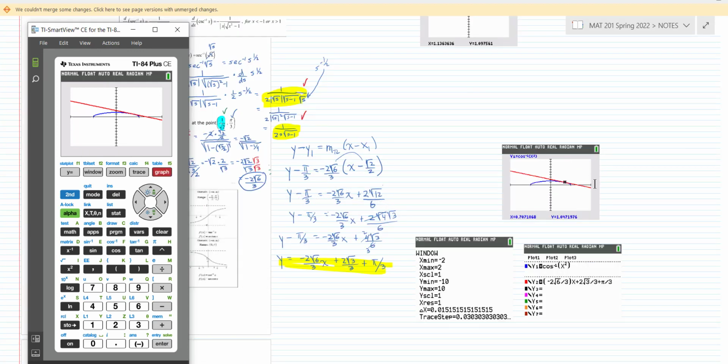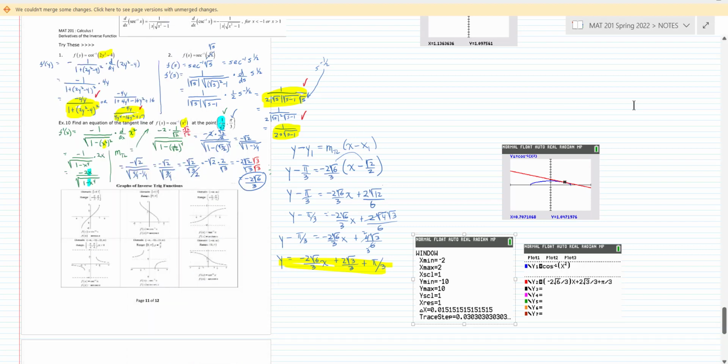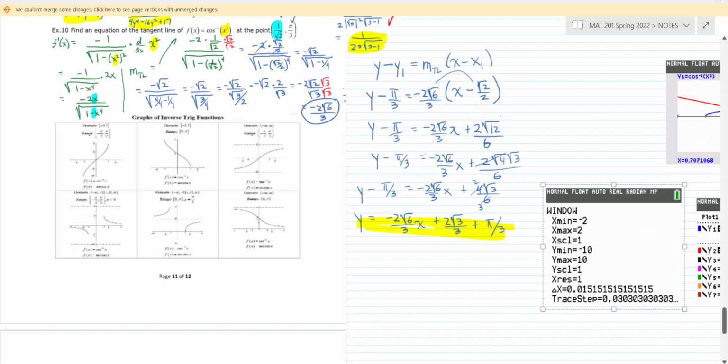Okay, so I just put these graphs over here. If you want to see how I put that in, that's how I put it in. That's the window, so you can tell that that's right. Okay, that's kind of a messy problem with arithmetic. All right, down at the bottom of the page, I just have the graphs of the inverse trig functions.